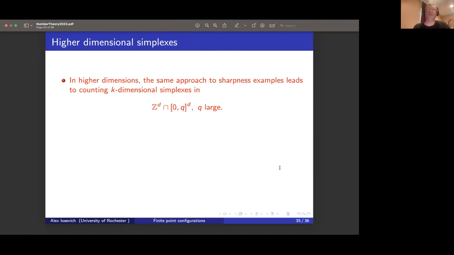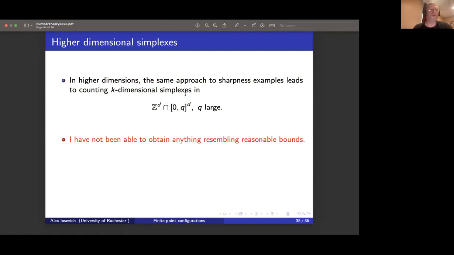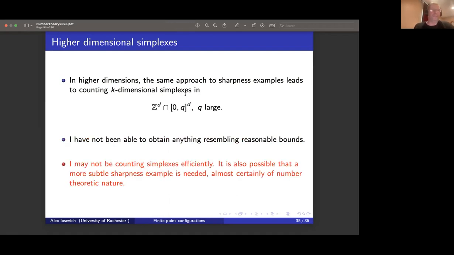In higher dimensions, the same approach to sharpness examples leads to counting k-dimensional simplices in a large cube in ZD. And to put it simply, there are several groups of people who tried this and no one has obtained anything resembling reasonable bounds. There could be a variety of reasons for this. One is that we may not be counting these simplices efficiently. This is where it would be extremely welcome if people with deeper knowledge of number theory than I have were to take a look. It's also possible that a more subtle sharpness example is needed. However, it is almost certain that such an example would have to be of number theoretic nature.